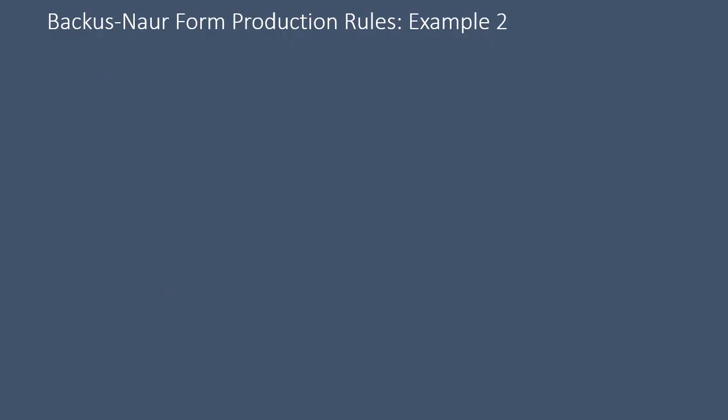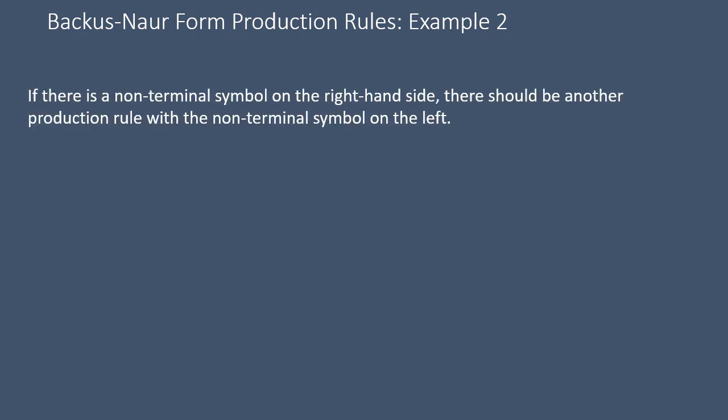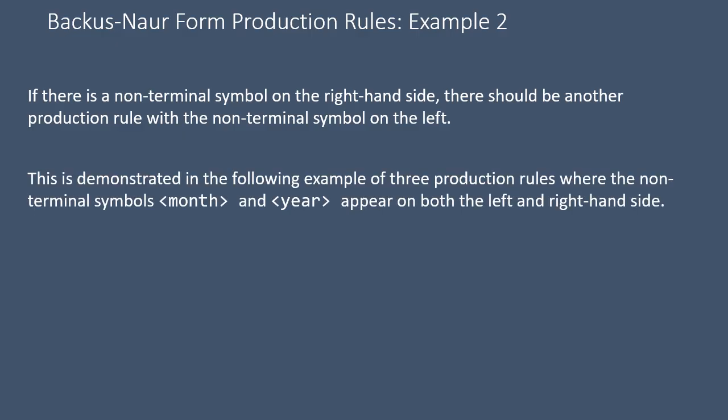We're going to look at a second example where we have 3 Backus-Naur form production rules. Before we get to this though, we need to understand that if there's a non-terminal symbol on the right-hand side, there should be another production rule with that non-terminal symbol on the left. So let's have a look at the example we have here, where on the right-hand side we have non-terminal symbols of month and year. Therefore, we need to have a non-terminal symbol on the left in this case.